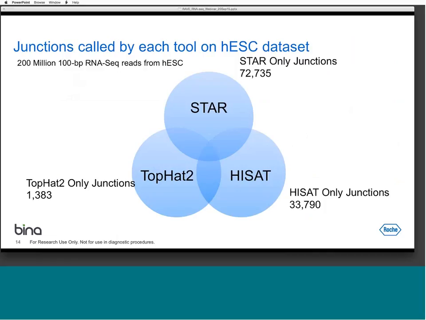So here in this example, we aligned 200 million 100 base pair RNA-Seq reads from human embryonic stem cell with 3 different aligners, STAR, TopHat2, and HISAT2. Looking at the private junctions discovered by each of these tools, there are significant numbers of private junctions. These are junctions which were discovered by each individual aligner, but not by the other 2 aligners. This discrepancy may mean that if you use only one aligner for your data, you will miss certain junctions, and these could be important to your study.